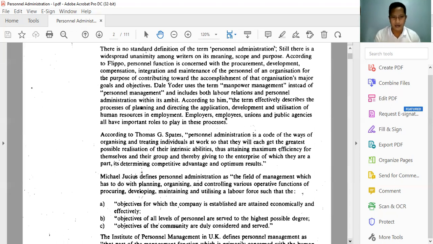So next we have, according to Thomas G. Spade's Personnel Administration, a code of the ways of organizing and treating individuals at work so that they will each get the greatest possible realization of their intrinsic abilities, thus attaining maximum efficiency for themselves and their group, and thereby giving to the enterprise of which they are part, determining competitive advantage and optimum results. So according to Thomas G. Spade, you have to provide.